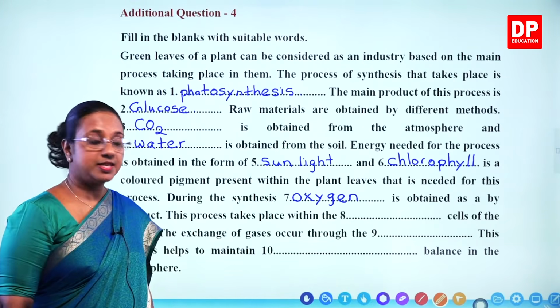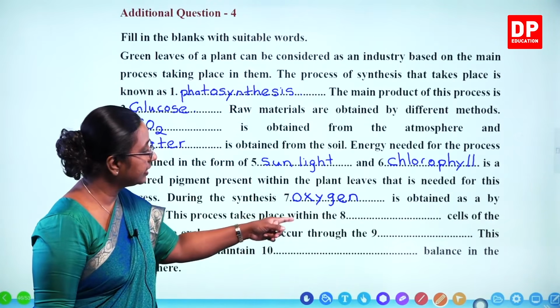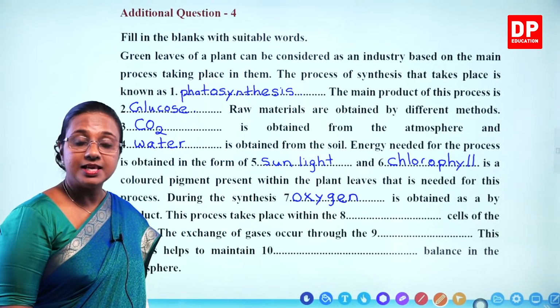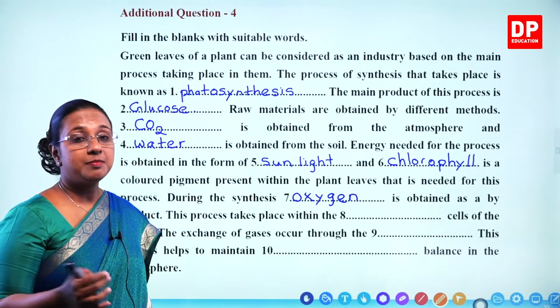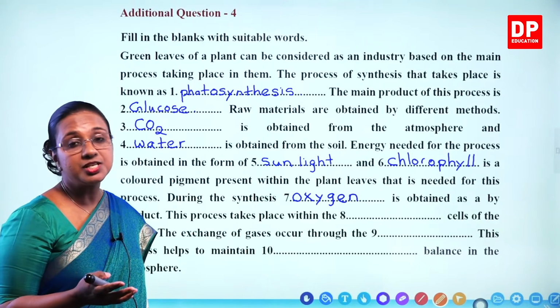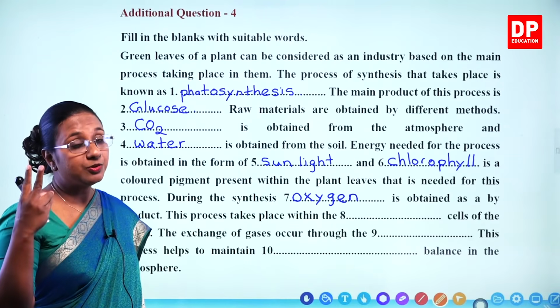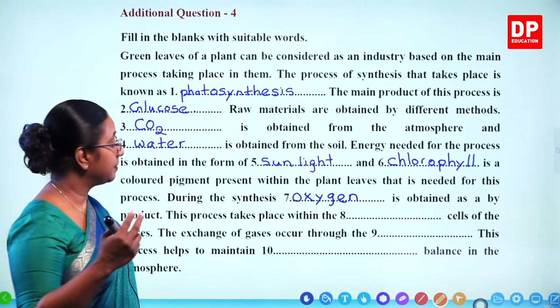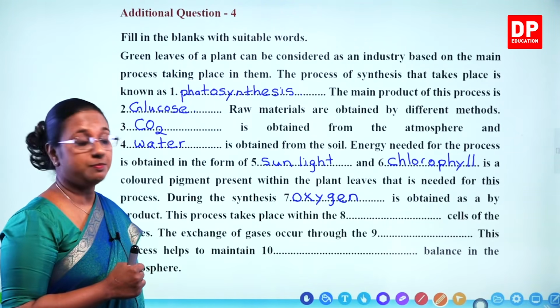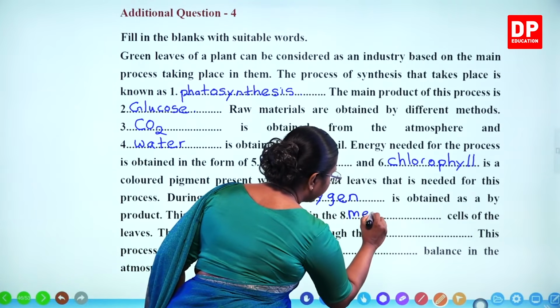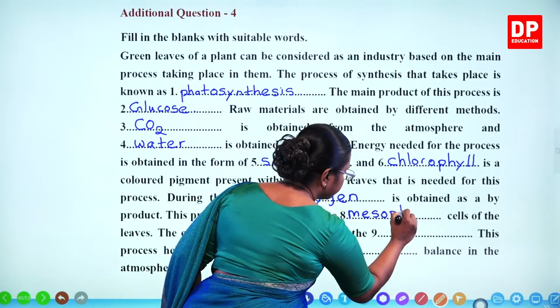This process takes place within the dash cells of the leaves. Within what cells? The parenchyma cells. They are given a special name. They are called mesophyll cells. And you know there are two types, the palisade and the spongy mesophylls. So here we can write as mesophyll cells.